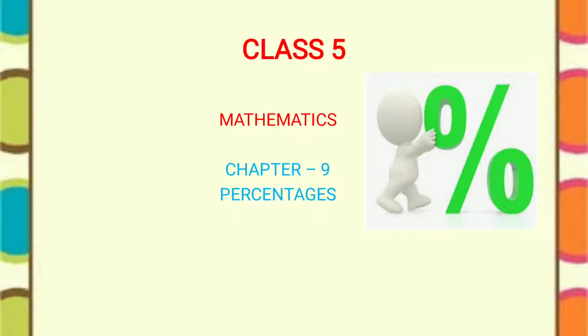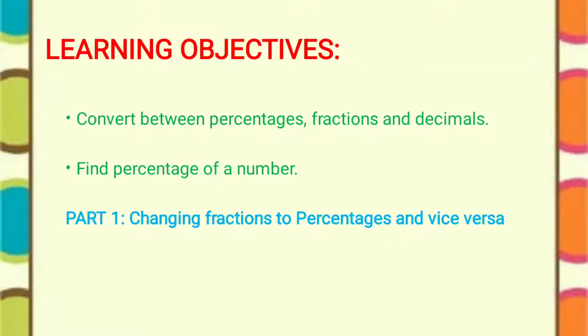This is class 5 mathematics chapter 9, that is percentage. Learning objectives: convert between percentage, fraction and decimal, then find percentage of a number. In this video we are going to learn about changing fraction to percentage and percentage to fraction, and vice versa.